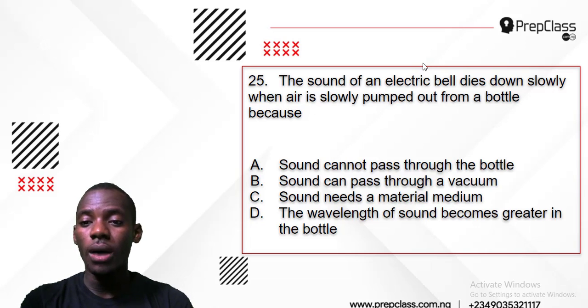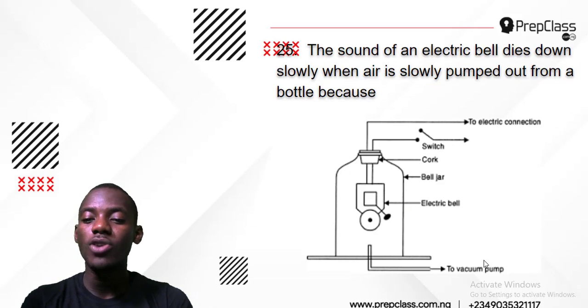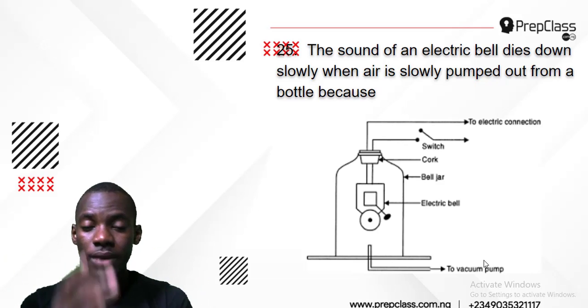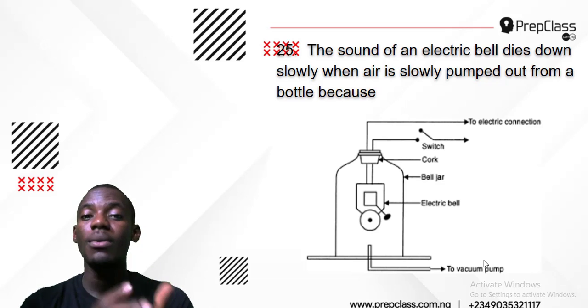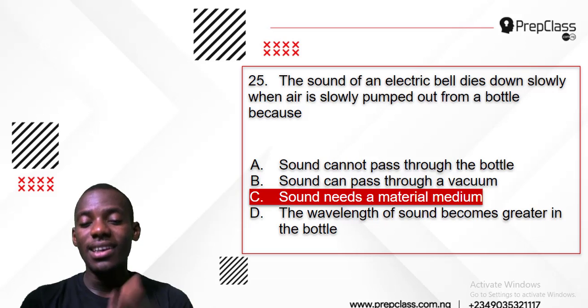So that is the hallmark of the experiment. That's all that they were trying to say. When you pump out the air in the medium, sound can't be heard, because sound can't be heard when there is no medium. You need to have air in that system to be able to hear the sound. And that is number 25, and that is C.